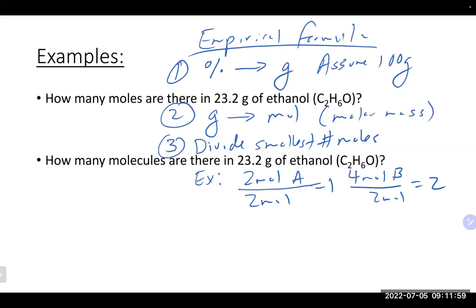And if you do that step and you hit whole numbers, or very, very close to whole numbers, like super close to whole numbers, that would give you your empirical formula. In my example here, that would be my empirical formula at that point.